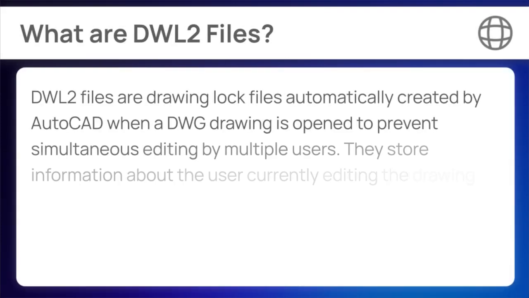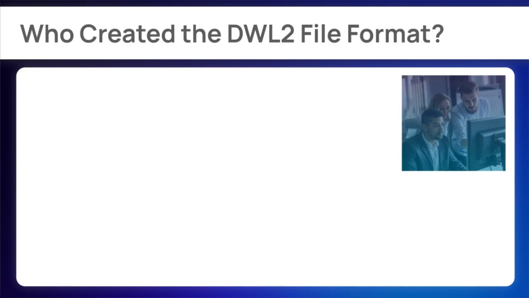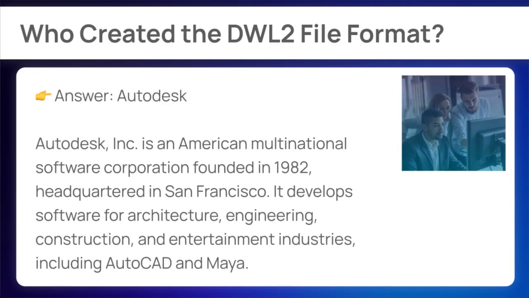DWL2 files are drawing lock files automatically created by AutoCAD when a DWG drawing is open to prevent simultaneous editing by multiple users. They store information about the user currently editing the drawing, including username, computer name, and access timestamp for collaboration management in shared environments.